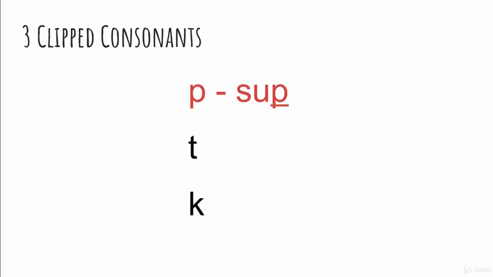So again, in P, we would pronounce it as sup, sup, without the P sound. In T, we would pronounce it as het, het, without the T sound. Finally, with the consonant K, the Cantonese way of pronouncing jack would be jack, jack, without the last K sound.